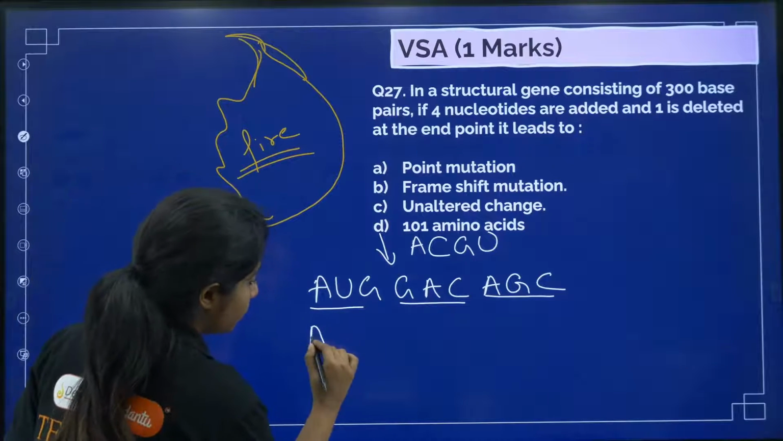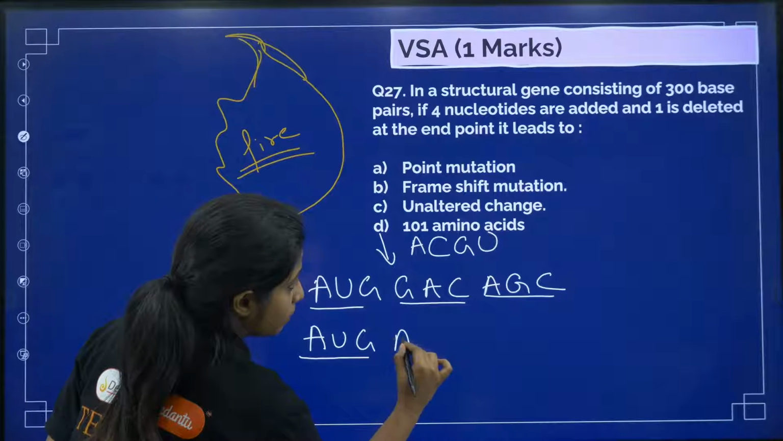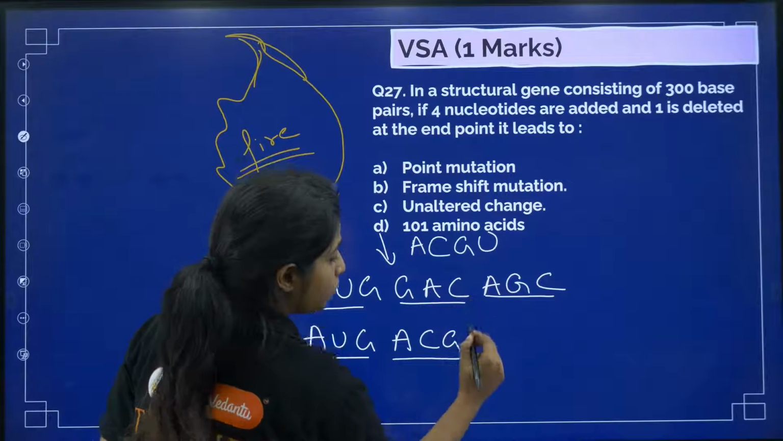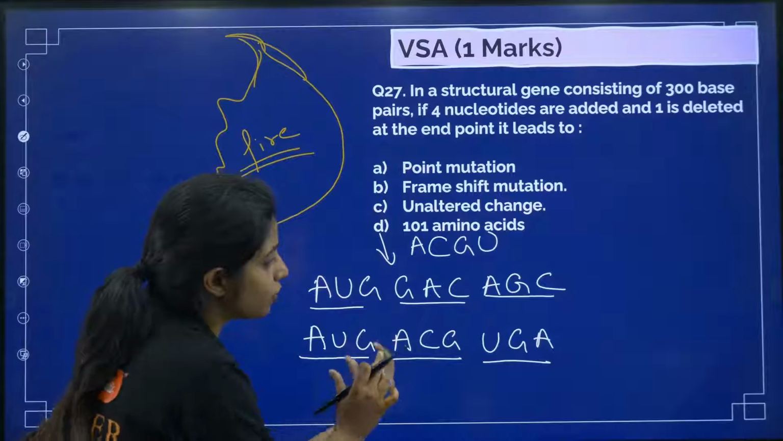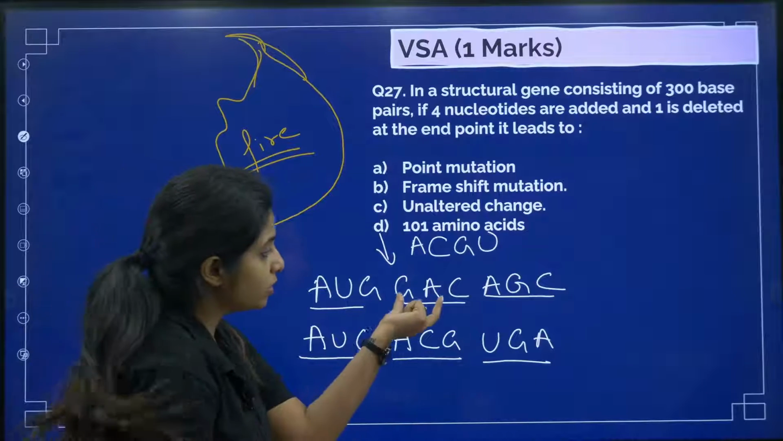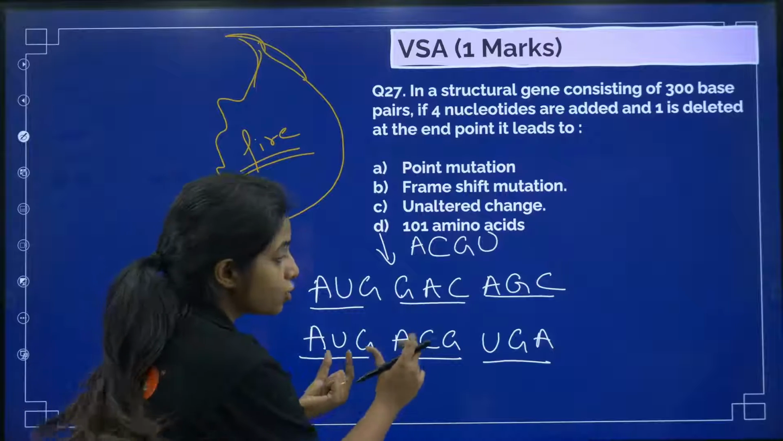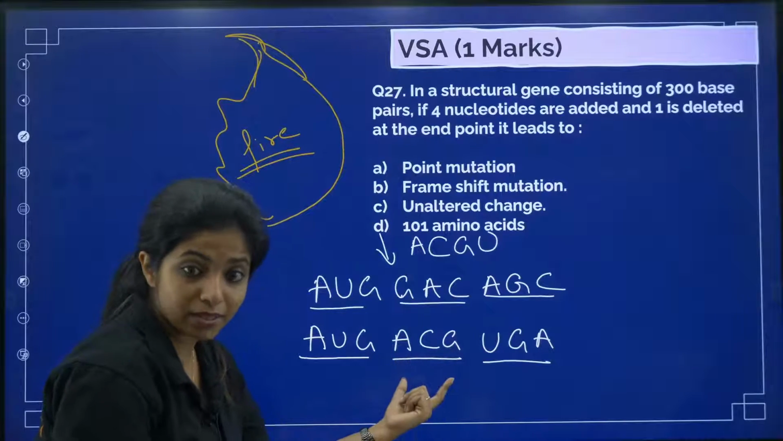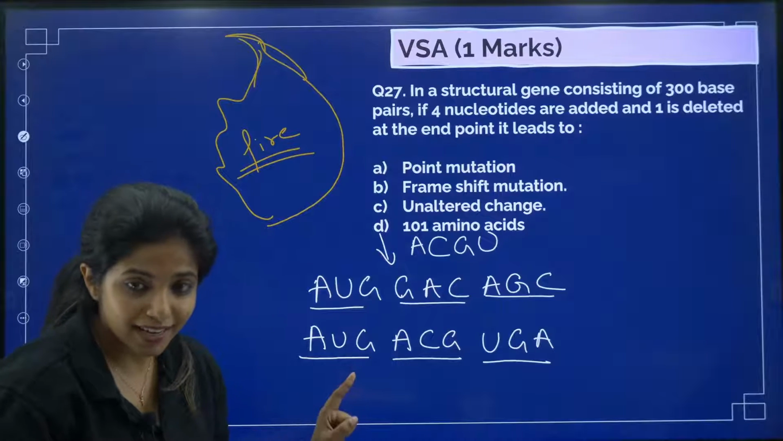So AUG is the same. But now the next frame is what? ACG. Okay, and the next frame will be what? There is U also. So UGA. So you see, there is a shifting in the frame. It was read as GAC, but since I have put some nucleotides over here, there is a shift in the frame. So again, it is also going to code for another amino acid, but not the same amino acid. That is there, right?